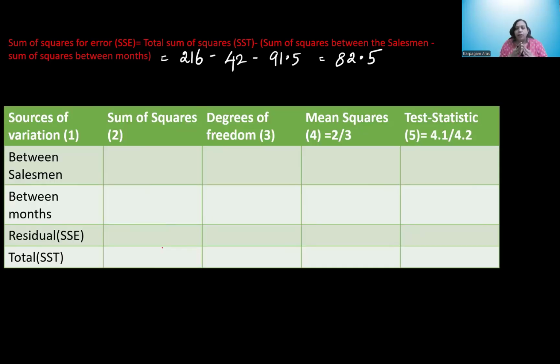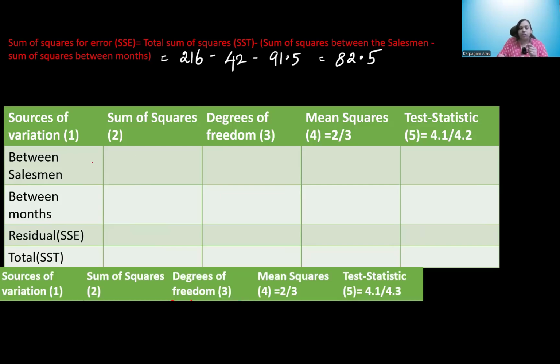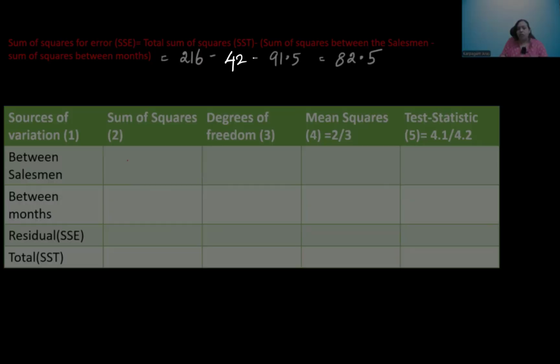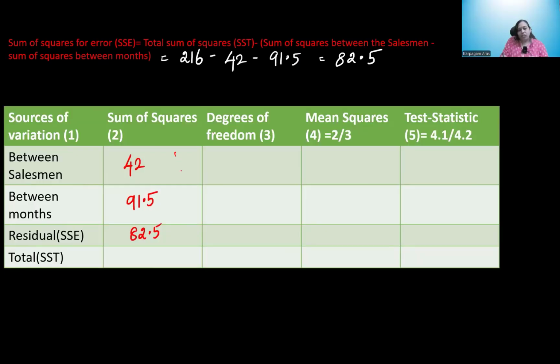We are going to plug in all the variations in this table: between, within, how much is the residual, and finally the total sum of squares. The numbers here indicate the mere column, that's all. So how much is the difference between the salesmen? 42. Between the months, 91.5. Residual is 82.5. When you sum up these three, you still get 216, which is what the total sum of squares also gives us.